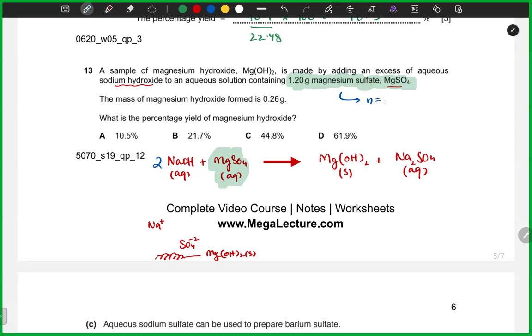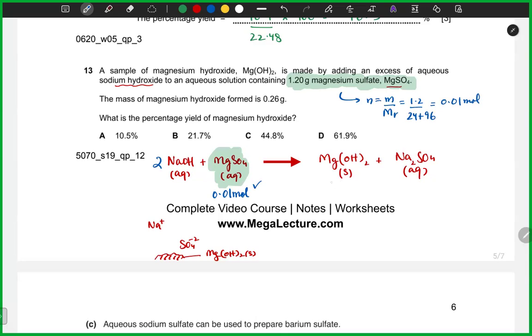So what will the moles be? That's mass divided by molar mass. Mass we know is 1.2. Molar mass is Mg is 24, or sulfur 32 plus 16 times 4. So that's 64 plus 32, that's 96, right? So I think that's 120. So if I do the math, 1.2 divided by 120, that gives me 0.01 moles. So MgSO4 is 0.01 moles.